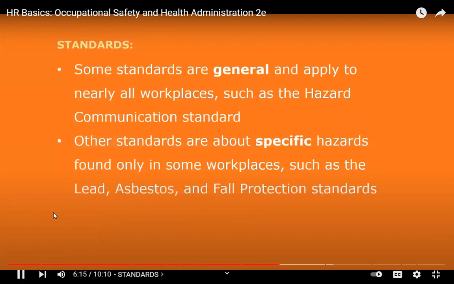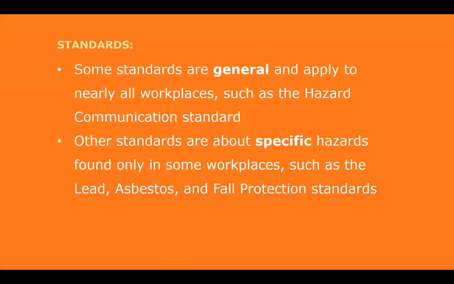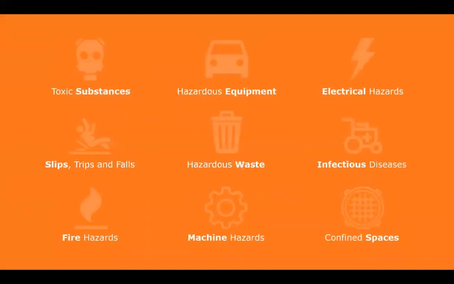Some standards are general and apply to nearly all workplaces, such as the Hazard Communication Standard. Other standards cover specific hazards found only in some workplaces, such as the lead, asbestos, and fall protection standards. Specific standards set out detailed rules that must be followed or minimum levels of protection that must be achieved for a particular hazard. OSHA's specific standards cover a wide variety of workplace safety issues, including the hazards shown here, plus many others. Such things as toxic substances, hazardous equipment, electrical hazards, slips, trips, and falls, hazardous waste, infectious diseases, fire hazards, machine hazards, and confined spaces are covered.